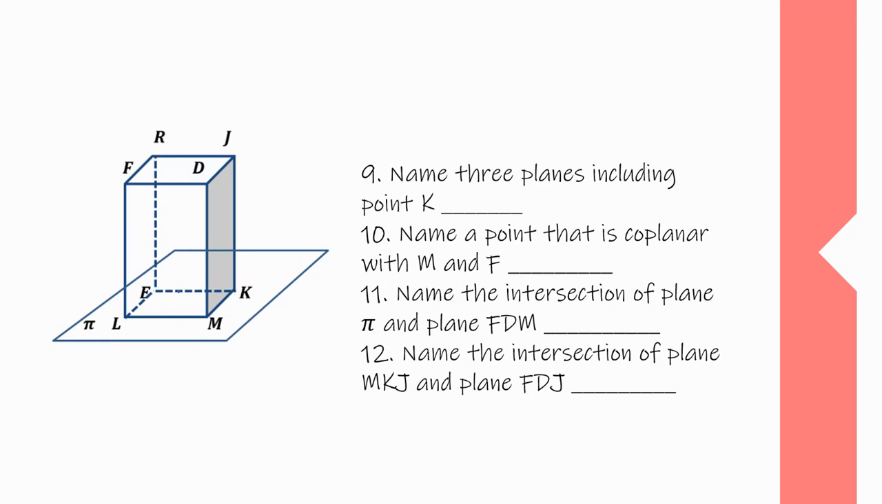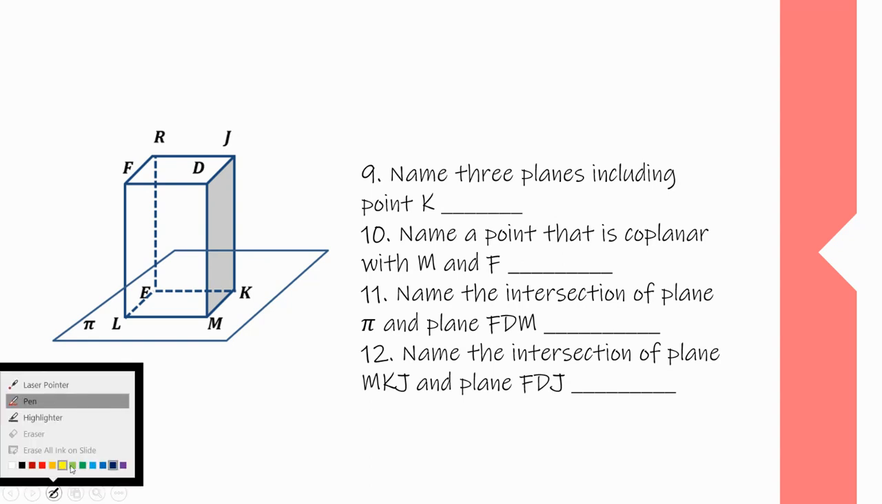Now we have a bunch of planes put together to make a shape on top of a plane, all with a bunch of lines, all with a bunch of points. So let's look at a couple of these questions. Name 3 planes including point K. So let's find point K. Point K is right here.